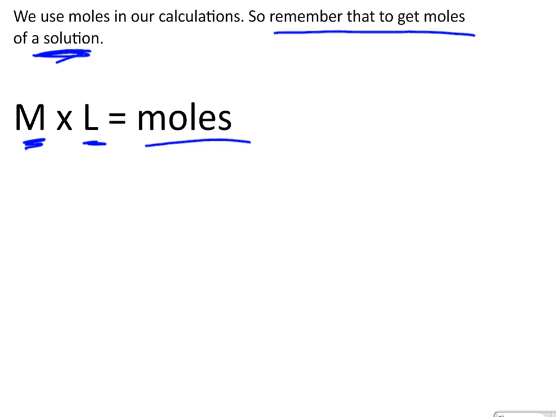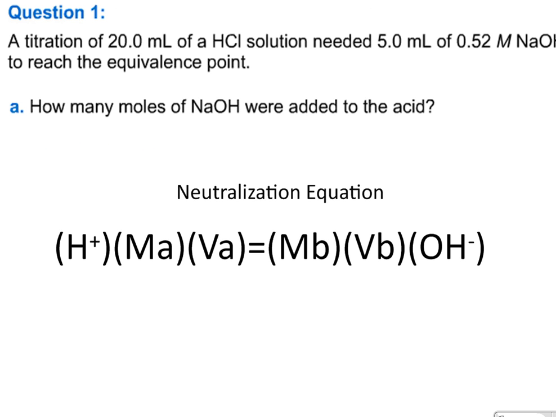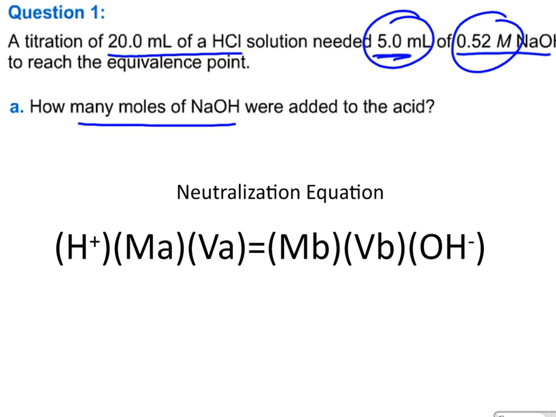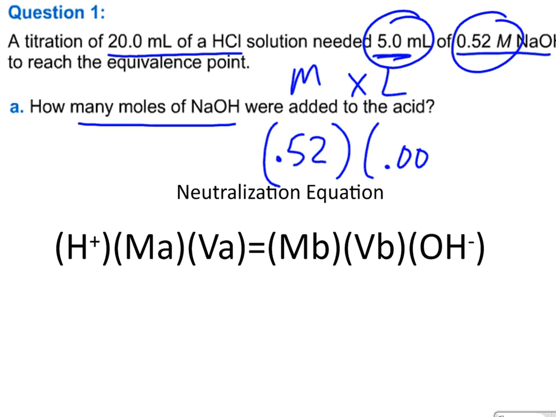So, if you look right here, titration of 20 milliliters of HCl acid solution needed 5 milliliters of 0.52 NaOH to reach the equivalence point. First question they're asking is how many moles of NaOH were added? In case you need to calculate moles, I have milliliters and molarity. So all I would do is go 0.52 times, that's my molarity, times liters. In this case, my liters is going to be 0.005. That's going to be liters right there. Molarity times liters is going to be equal to 0.0026 moles of OH minus. That's how many moles of OH minus you're going to add.